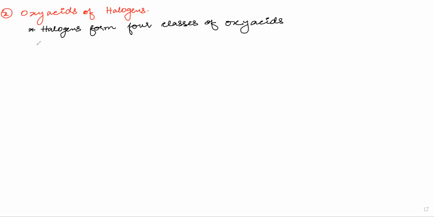The first one is, write with me, hypohalous acid. Hypohalous acid will have a general formula HXO. In this, X can be fluorine, chlorine, bromine, iodine, and not astatine.